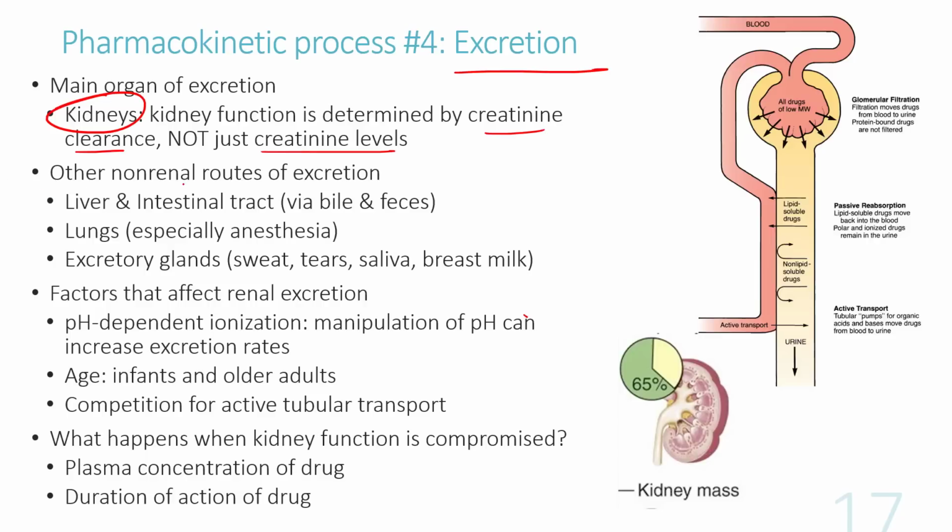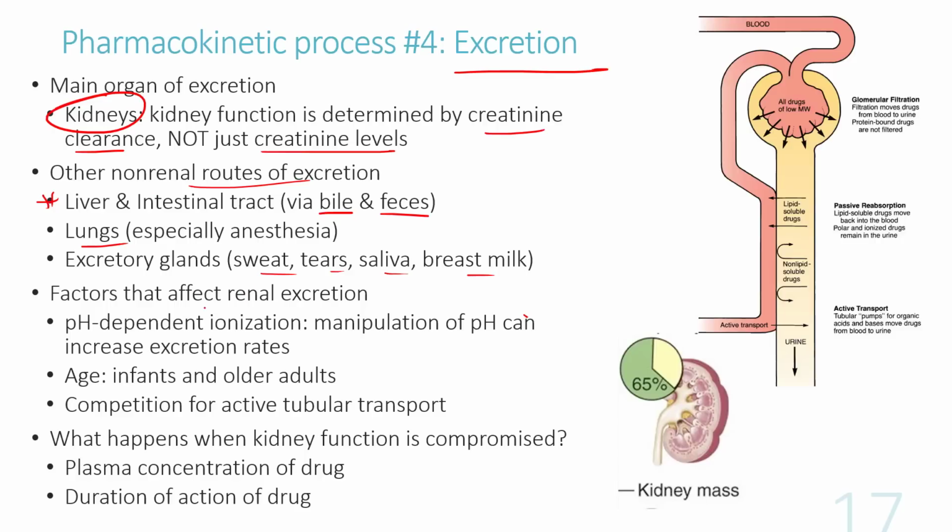Some other non-renal routes of excretion: the liver and intestinal tract. The liver produces bile, which can incorporate drugs, and the intestinal tract at the end of the day produces feces, and drugs can leave through feces as well. Lungs breathe out stuff, especially anesthesia, and then there are other excretory glands like sweat, tears, saliva, and breast milk. Drugs can be excreted through these means.